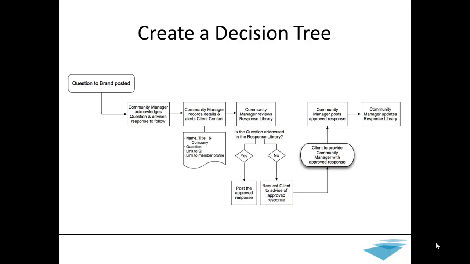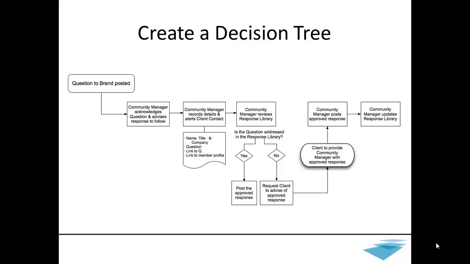So in this example, a question was posed to the brand. The next step would be for the community manager to acknowledge the question and advise a response will follow. From there, the community manager will record details and alert the client contact. From there, the community manager will review a response library, and this is a library of questions that will have been worked on with a client at the very setup stages of a social media community management project, and fine-tuned as we go on.